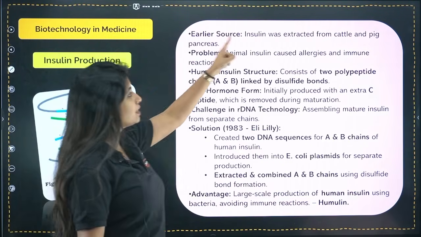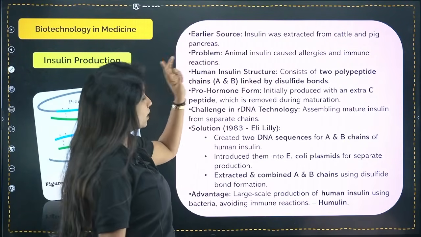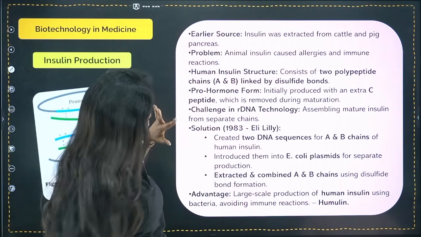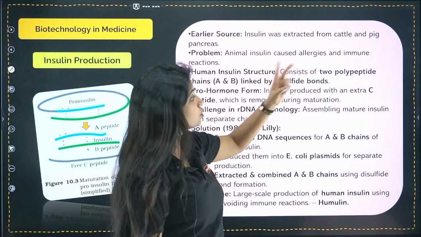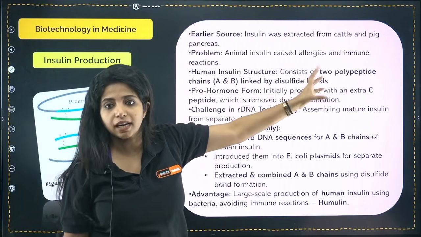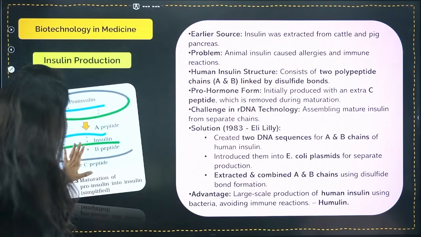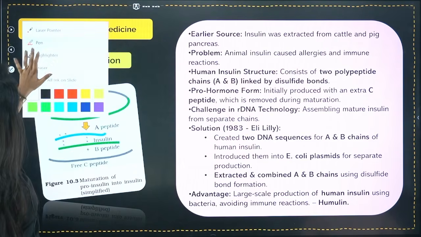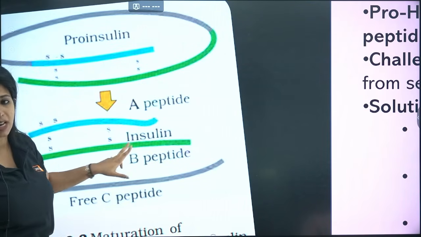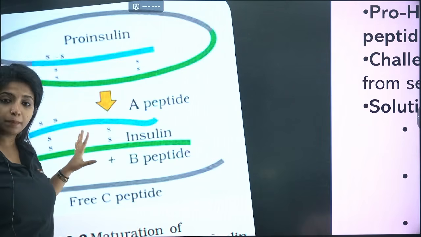So, earlier, insulin was extracted from cattle and pig pancreas. The problem was animal insulin caused allergies and also immune reactions. Cool. Human insulin structure consists of two polypeptide chains, A and B, linked by what? Disulfide bonds. There are disulfide bonds out there. It looks like this. So, this is the A chain. This is the B chain, and here you have the disulfide bonds out there. This is the mature form.